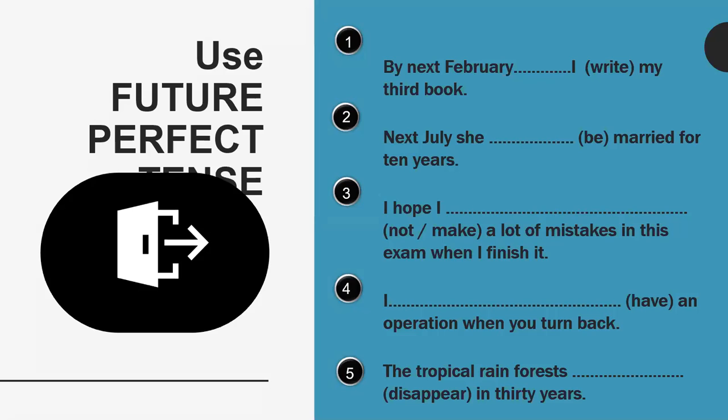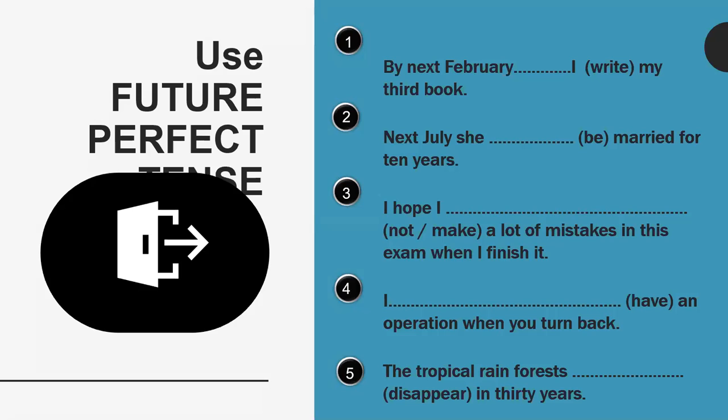Okay, number 4. Who will do number 4? Mutiara Rahma again. I will have had an operation when you turn back. That's right. Very good. I will have had. So there is have and had. The first, have, is a helping verb, and the second, had, is the ordinary main verb. I will have had an operation when you turn back.